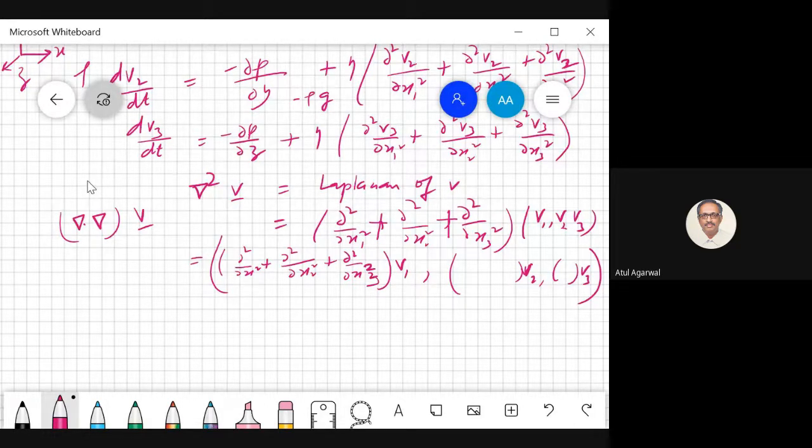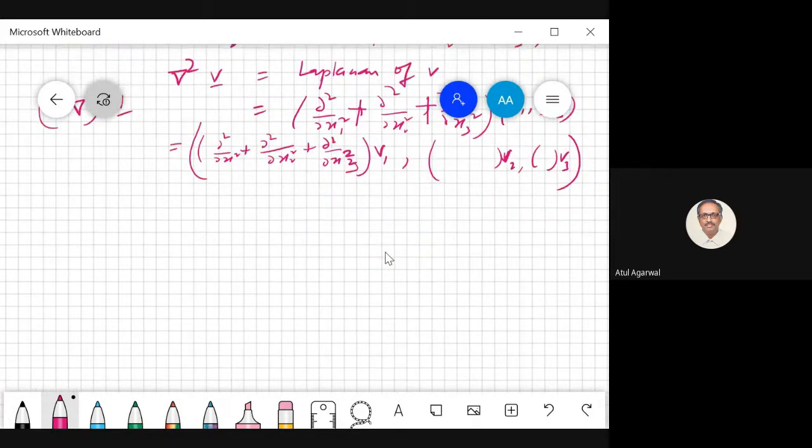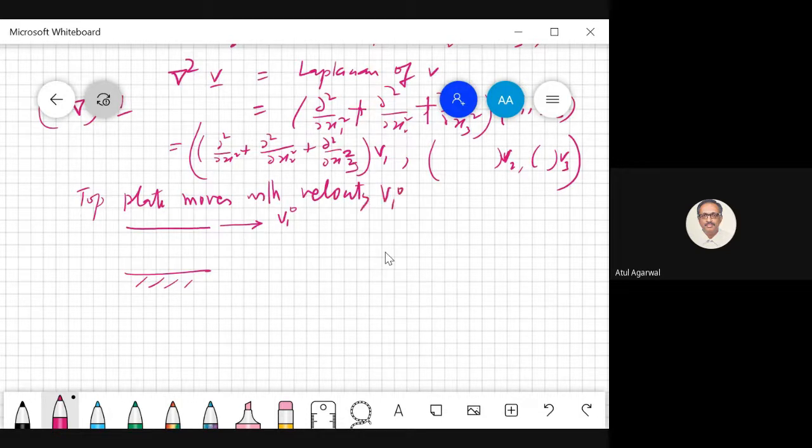So now let's do a simple problem. You take a plate and you have another plate which is moving forward with some velocity v10, and you have a fluid here. So this is a fixed plate. Now the top plate is moving with v10.